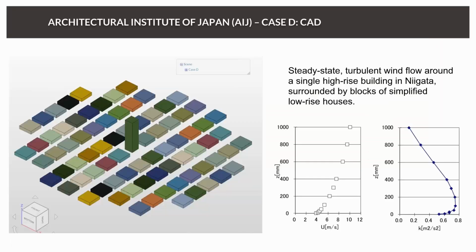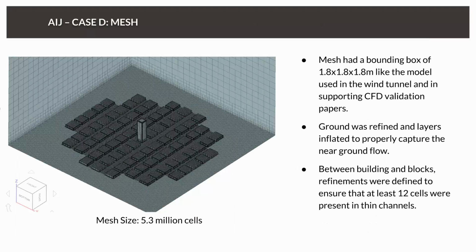So the first one is case D from the set of validation cases. And this is a kind of turbulent steady-state wind flow around a single high-rise building in Niigata. And this single high-rise building is surrounded by blocks of simple white low-rise houses. And what we want to do now is to simulate the flow around the city and then compare the results with the experimental results provided by AIJ.